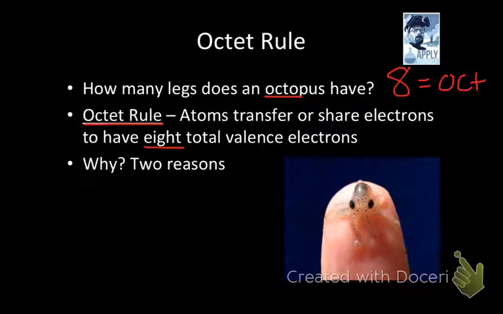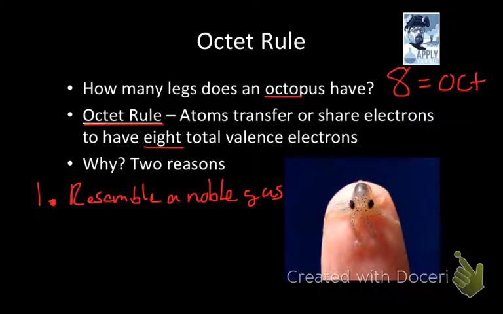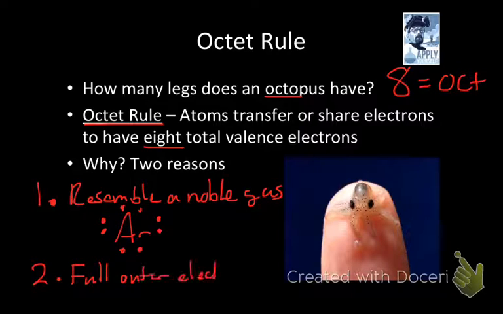Why is that going to happen? Well, two reasons, basically. The first one is that they want to resemble a noble gas. And if you remember, Lewis dot structures for noble gases have 8 valence electrons, like that. So they want to resemble a noble gas. Why do they want to resemble a noble gas? Because they want to have a full outer electron shell. And that would mean having 8 valence electrons.